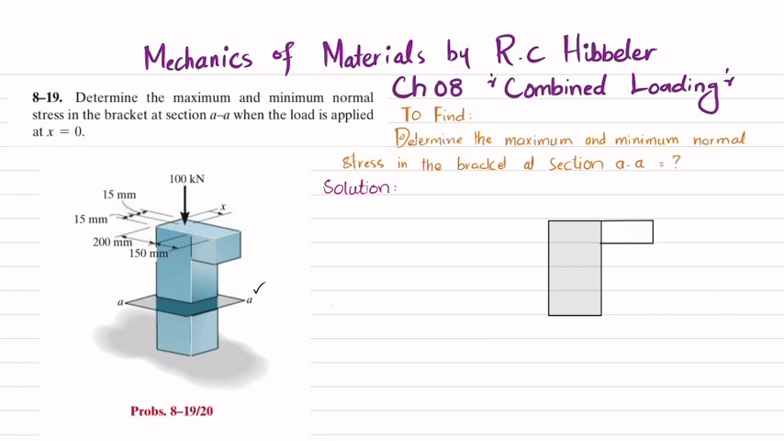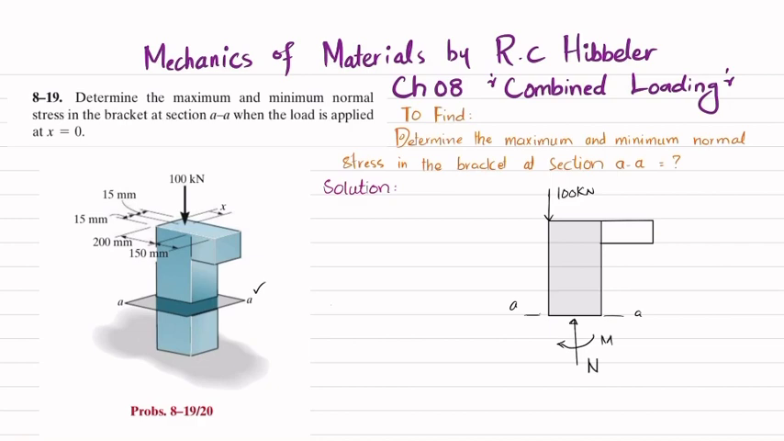Okay, now you can see that you have a force of 100 kilonewton at this point. This is 100 kilonewton, and when you cut it at section AA, this is section AA, clear. So you will have a normal force that will be perpendicular to this surface and through the middle of this section AA, and you will have a moment as well, M. This is load N, clear.